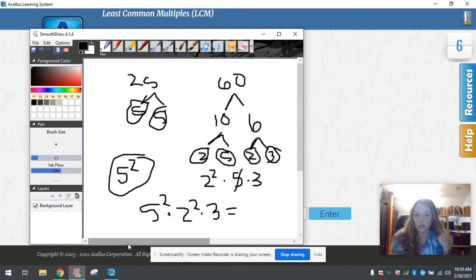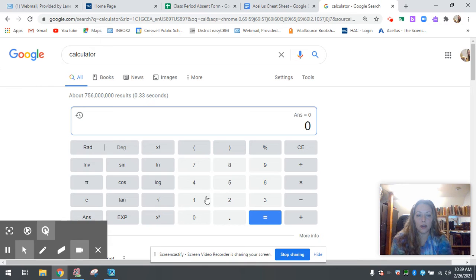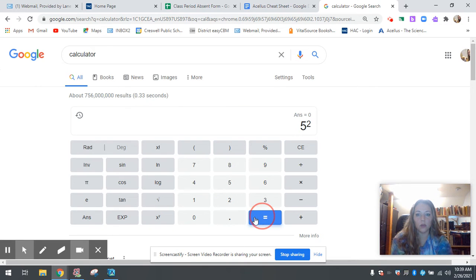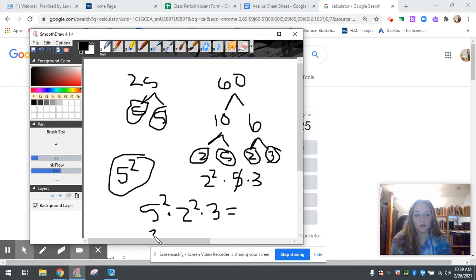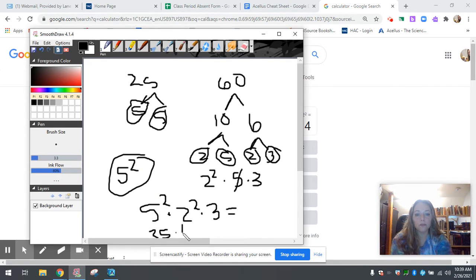So then, if I wanted to, I could put this in the calculator. 5 squared equals 25 times 2 to the power of 2, or 2 squared. 2 squared is 4 times 3, and then I could put those all in my calculator. 25 times 4 would be 100, times 3 would be 300. So that is my least common multiple.